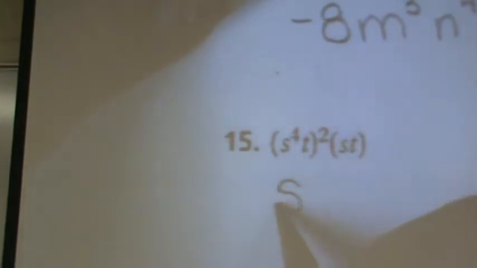Number 15, we've got s to the fourth, but it's squared. So we have s to the eighth and t squared, and we have an st here. So we really have 9 s's, so 8 and 1 is 9, and we have 3 t's.